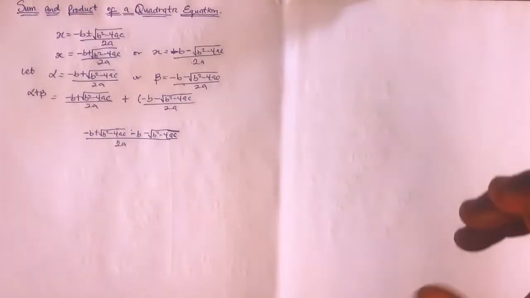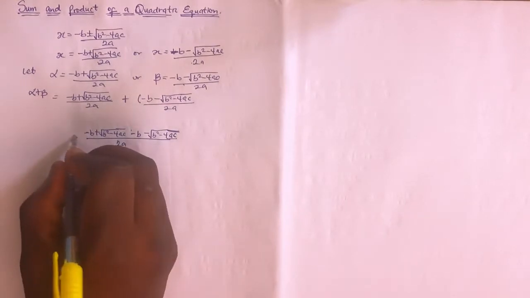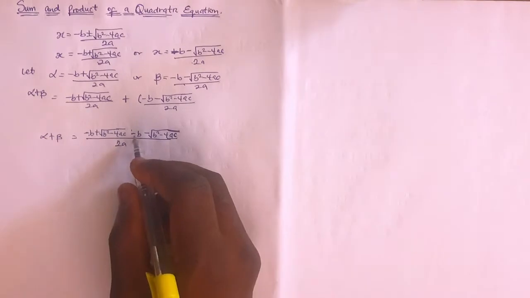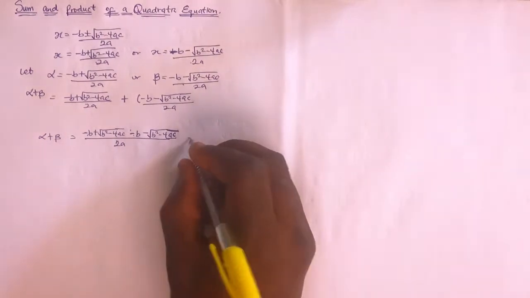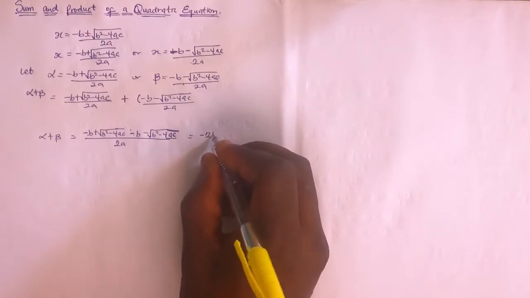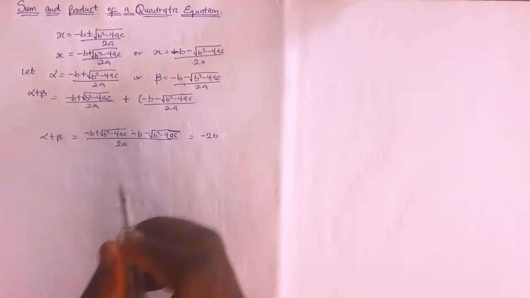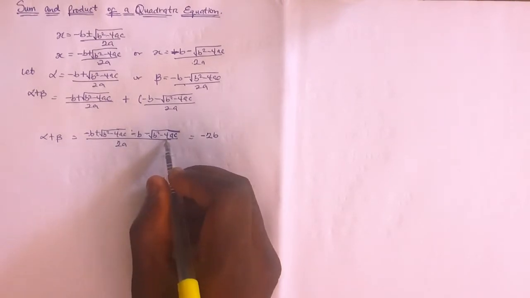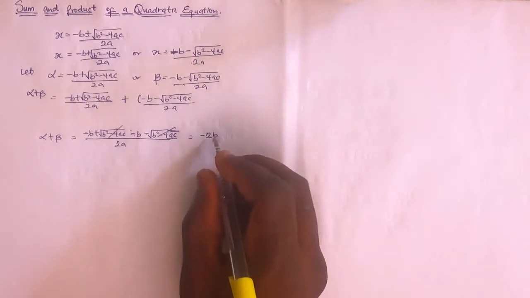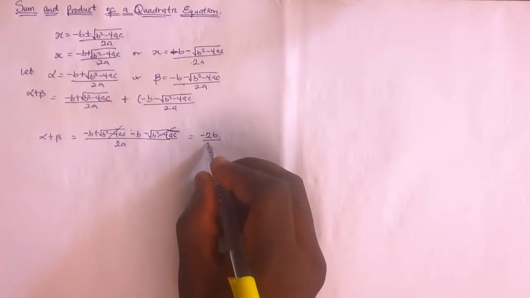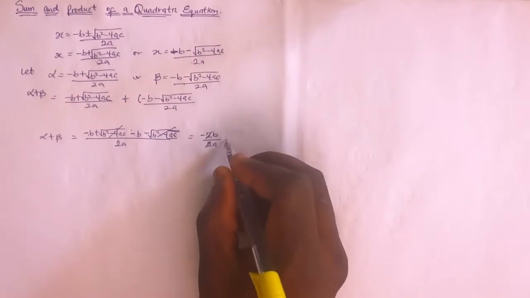So now, if you look at this very well, I'm having alpha plus beta equal to this. Minus b plus minus b will give me minus 2b. Can you see this now? If you look at this, plus root of b squared minus 4ac and minus root of b squared minus 4ac, this will actually cancel this. Can you see that? So that I'm having minus 2b over 2a. So this will cancel this, so that I'm having what?